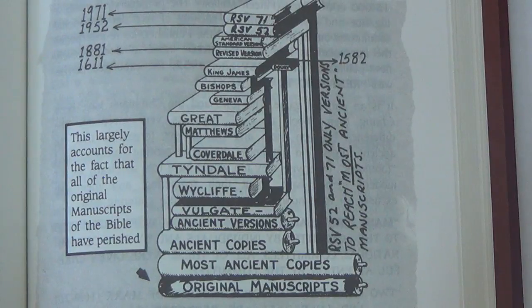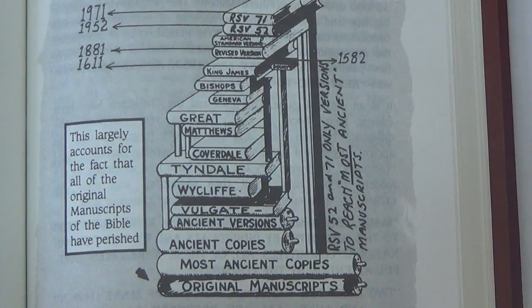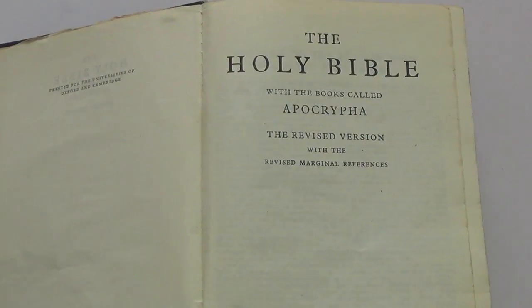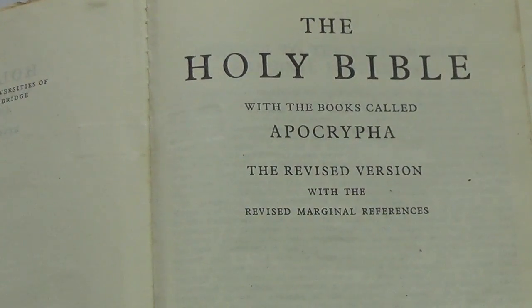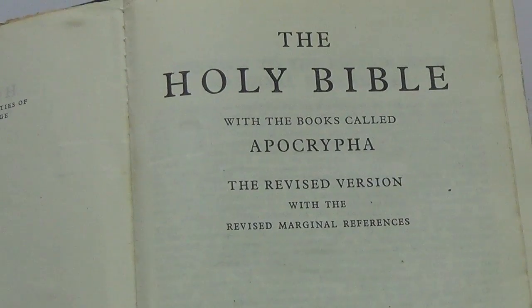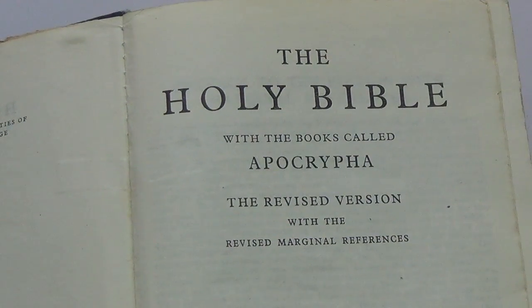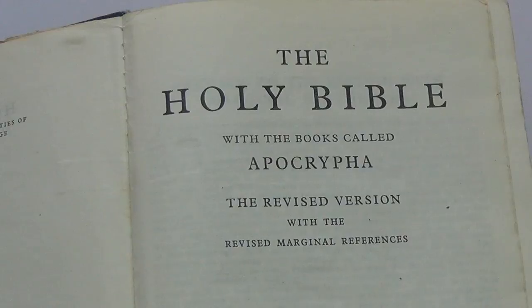The New Testament of the revised version was available in print form in 1881. And some years later, the Old Testament was printed, shortly followed by the Apocrypha section, and added to make the revised version of the Bible with Apocrypha.